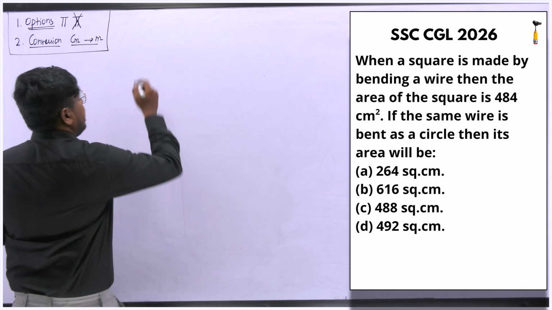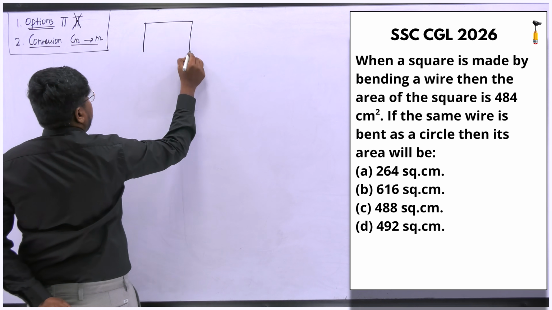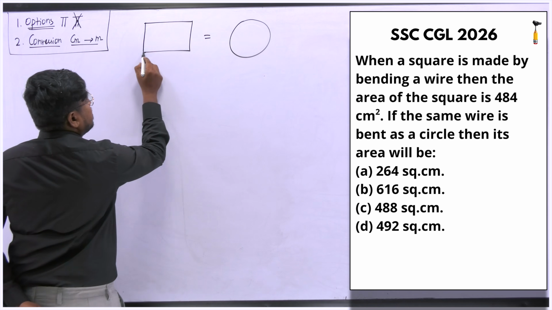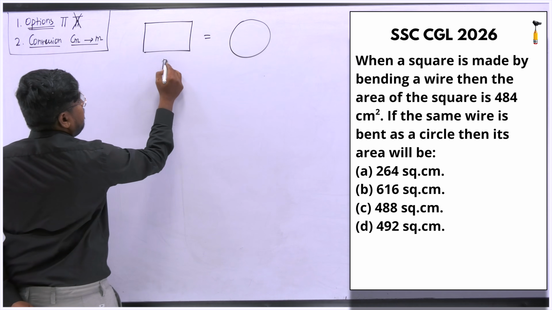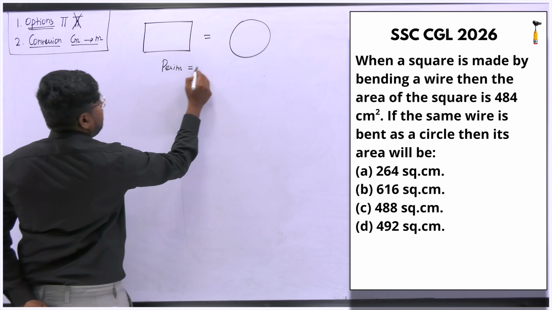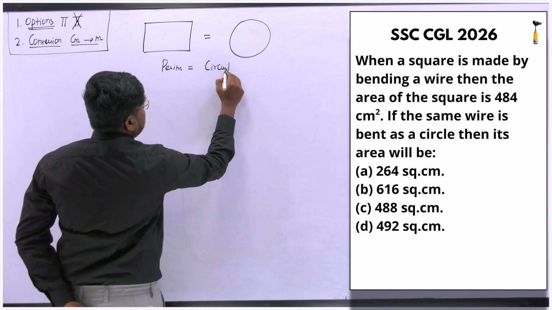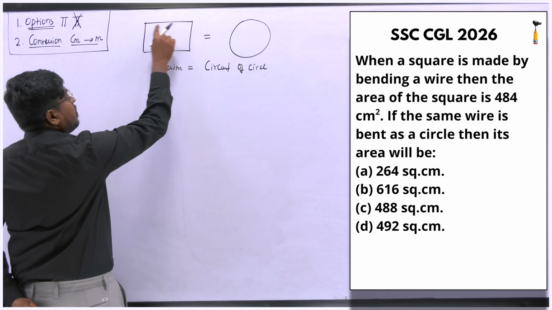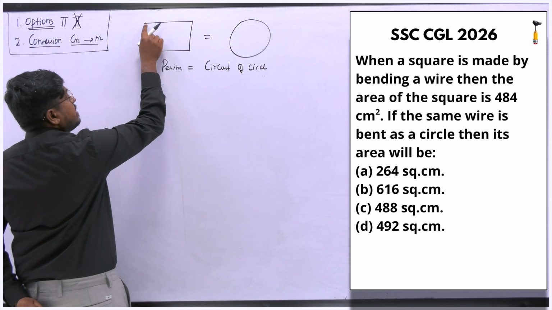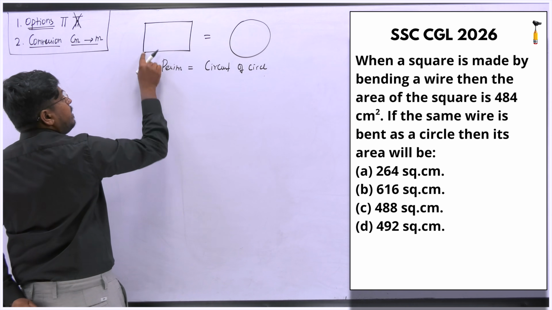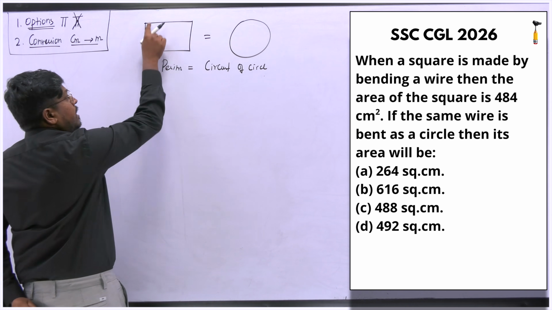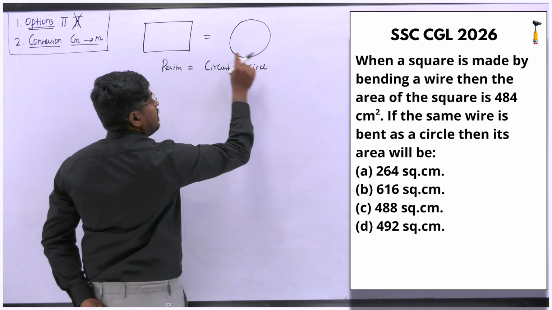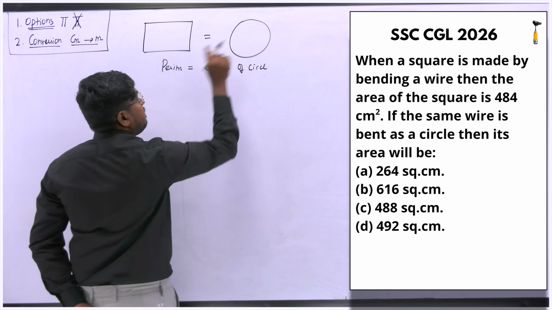Simple logic: if the square is made into a circle, that means the perimeter of the square will be equal to the circumference of the circle. Simple logic, yes or no? Because they are making the square by bending a wire, the wire length will be the perimeter of the square. So the perimeter of the square is equal to the circumference of the circle. Both lengths will be the same.